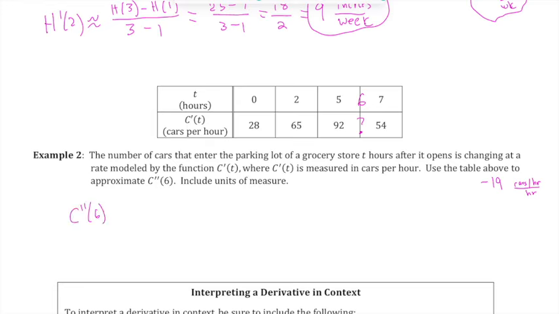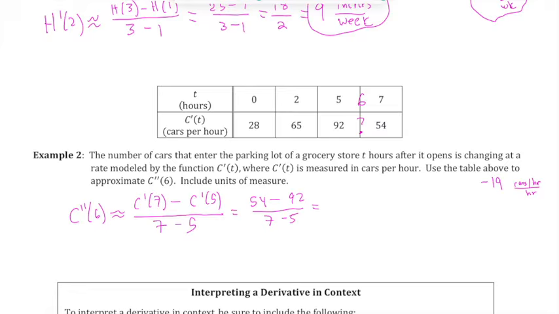So the second derivative at 6 is going to be approximately the first derivative at 7 minus the first derivative at 5, divided by 7 minus 5. So again, we're taking the slope between these 2 points to find the average rate of change. So the derivative of c at 7 is going to be 54 minus 92 all over 7 minus 5.